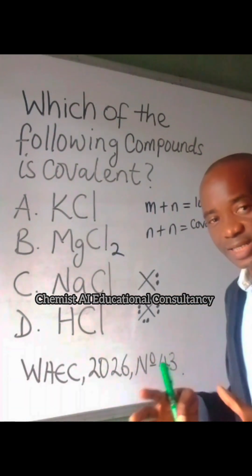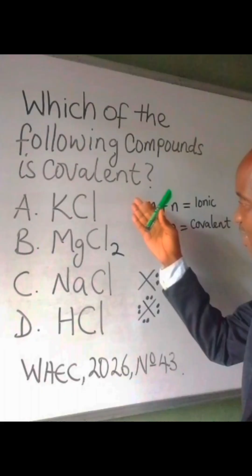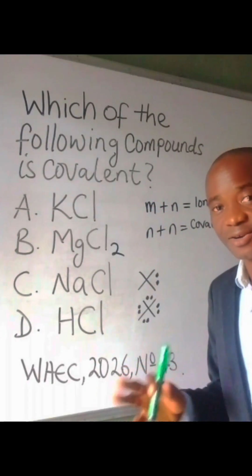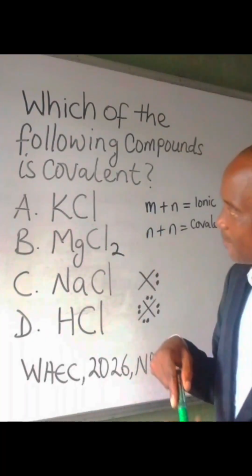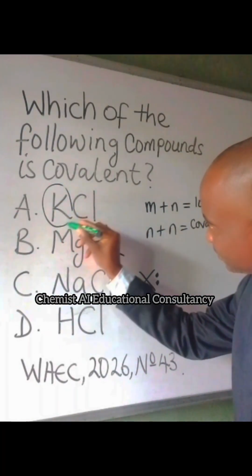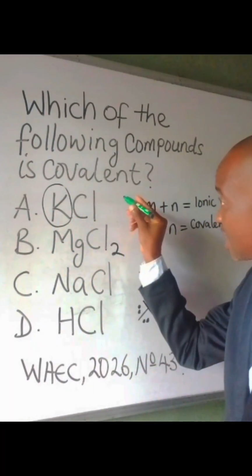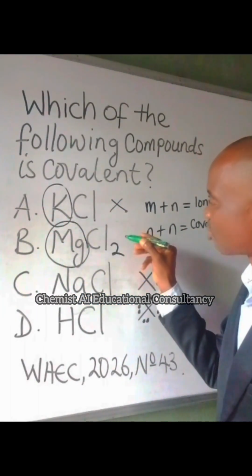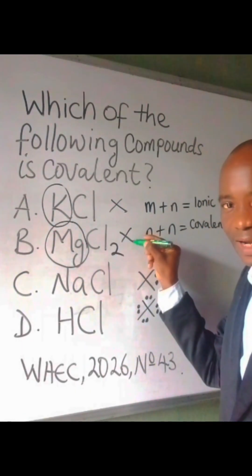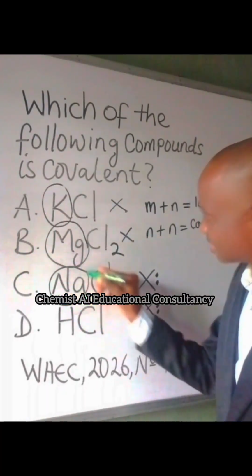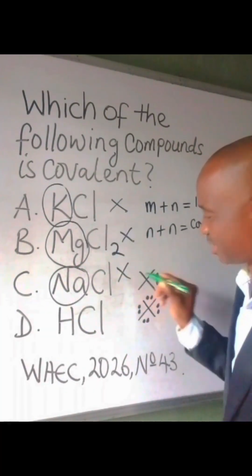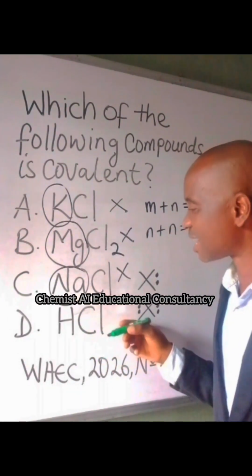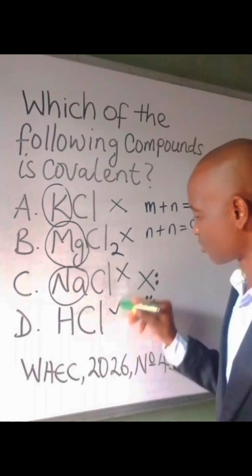Now, without going into details, you can actually discover by merely looking at the chemical formula which one is ionic or covalent. Remember that potassium is a metal. This makes this compound ionic. Remember that magnesium is another metal, and this makes this compound ionic and not covalent. Sodium is a metal, and it makes the compound ionic. Both hydrogen and chlorine are non-metals, and that is why this compound is covalent.